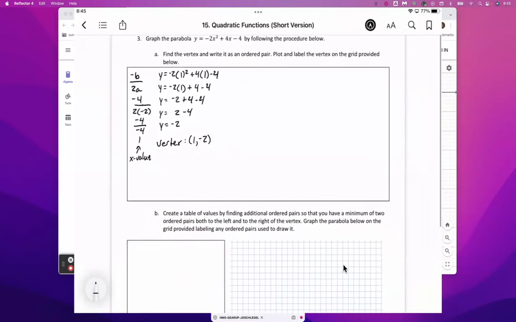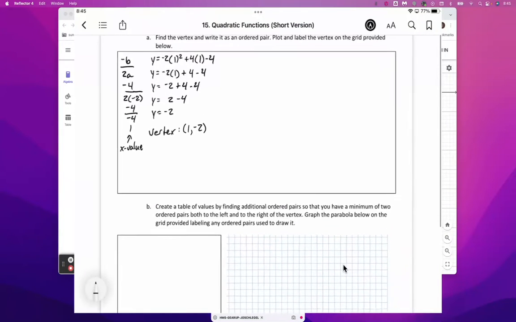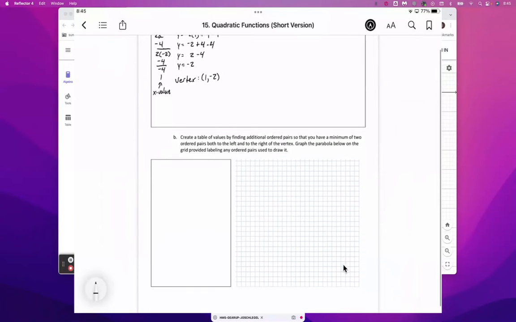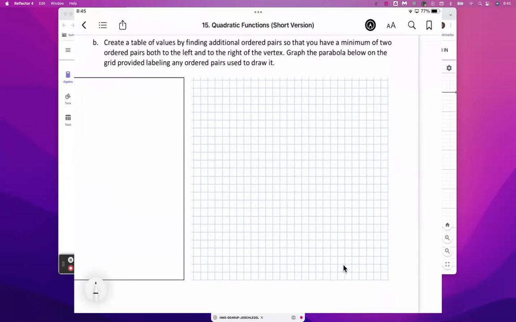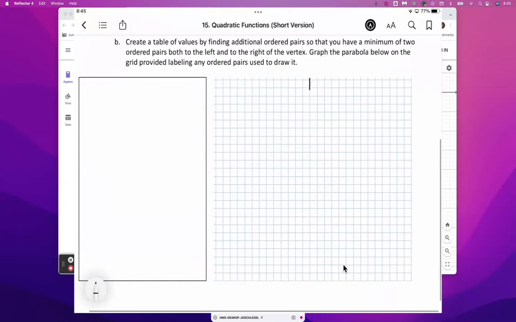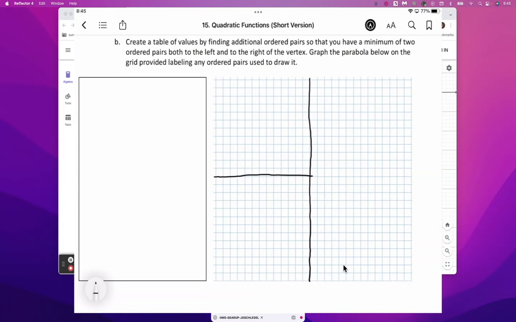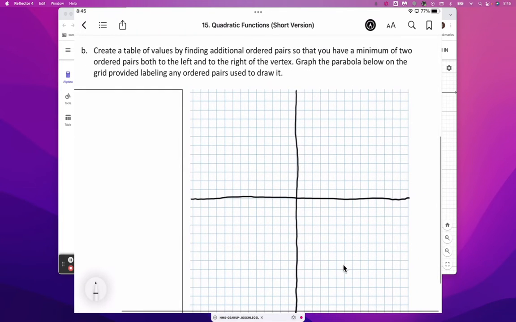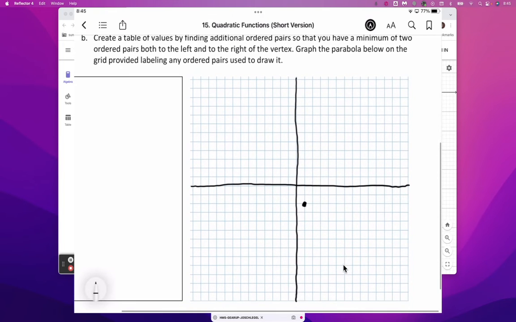I'll leave this here for people for a moment. Then if we come down here, we are asked to make another graph for this equation. We know our vertex is going to be at 1, negative 2, so the vertex is going to land right there. And this thing is going to open downward, so it's going to look something like that.